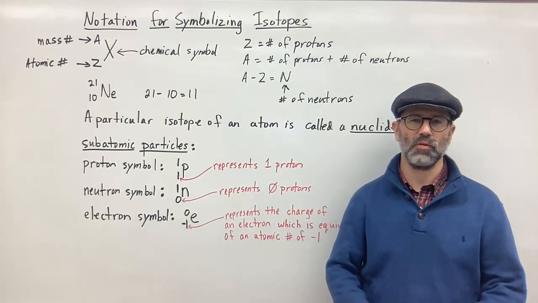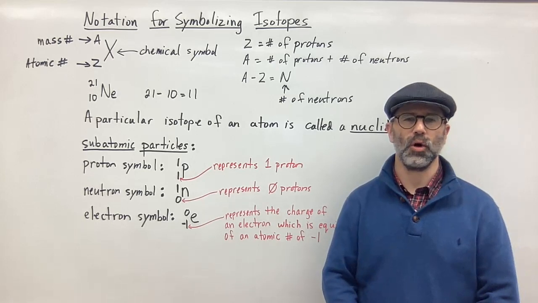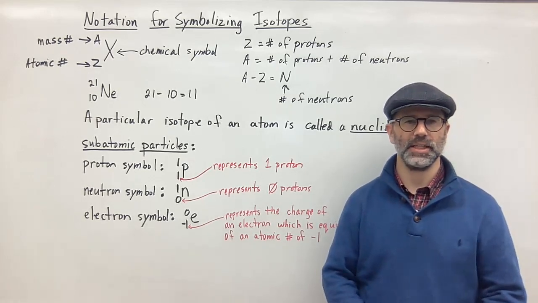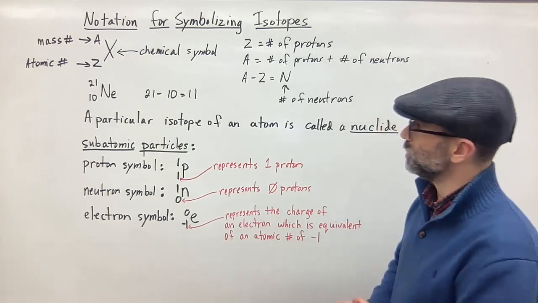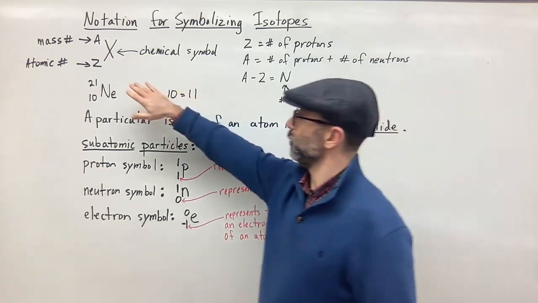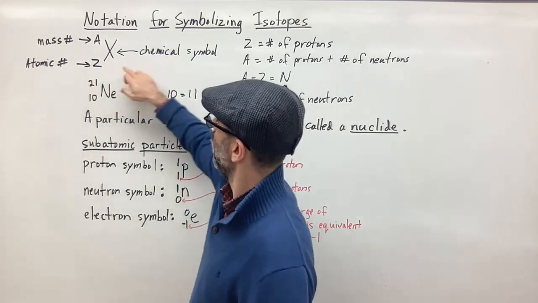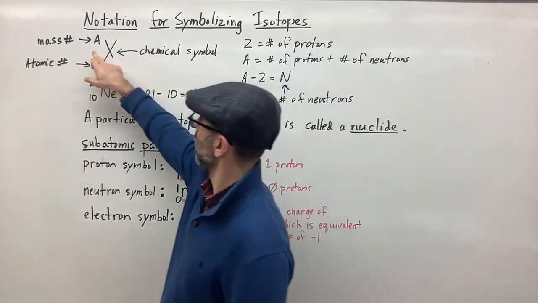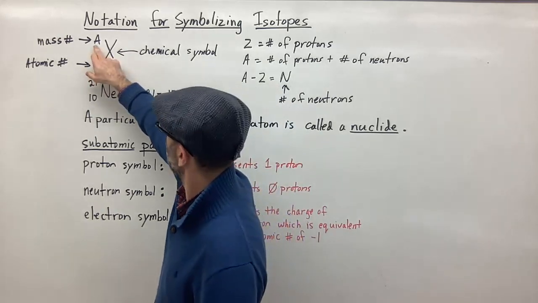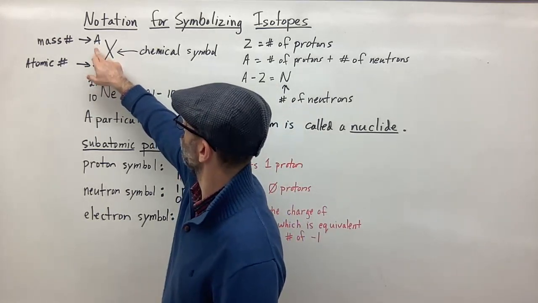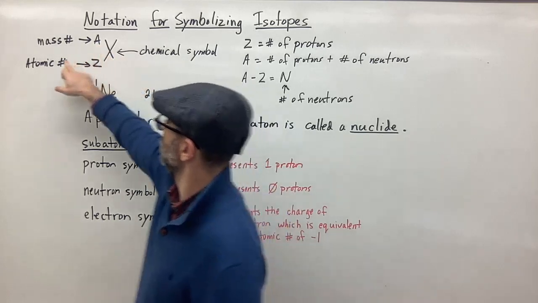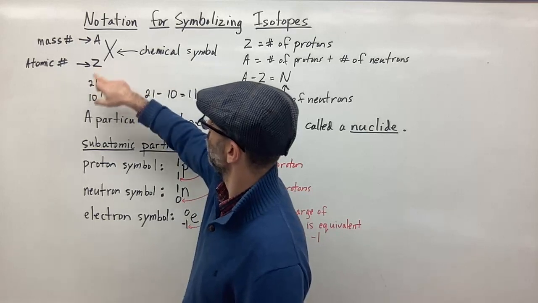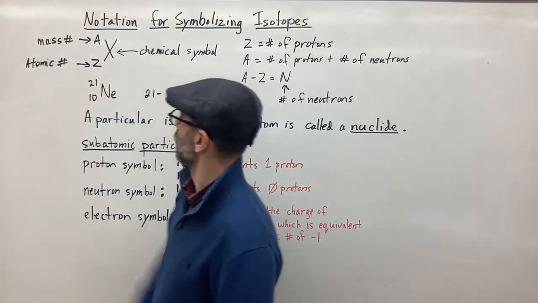My name is Mr. Kovold, and in this video I'm going to be going over the notation for symbolizing isotopes. Let's get into this. When we're symbolizing an isotope, this is the way we usually do it. We have X, which represents the chemical symbol, and on the top left corner of the symbol you have an A, and that represents your mass number. And we have Z here, which represents the atomic number.